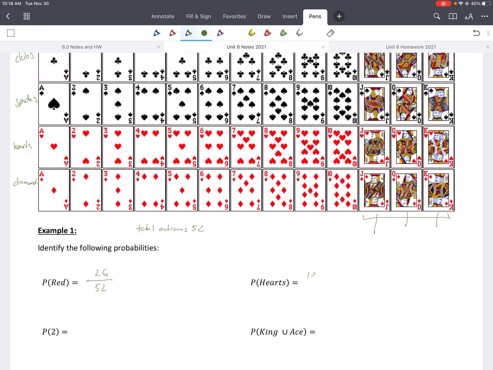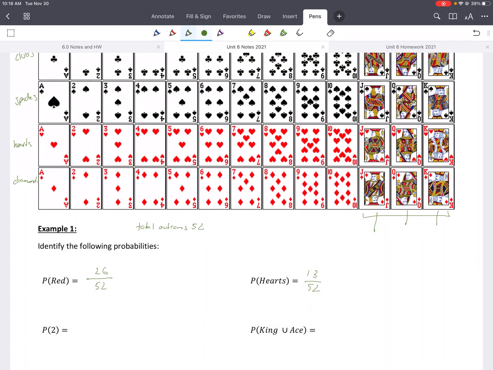Well, there are 13 hearts out of 52. What's the probability of selecting a 2? Well, there are 4 2s out of the 52 cards. What's the probability of king or ace? So there's 4 kings and 4 aces, so that would be a total of 8 out of 52.